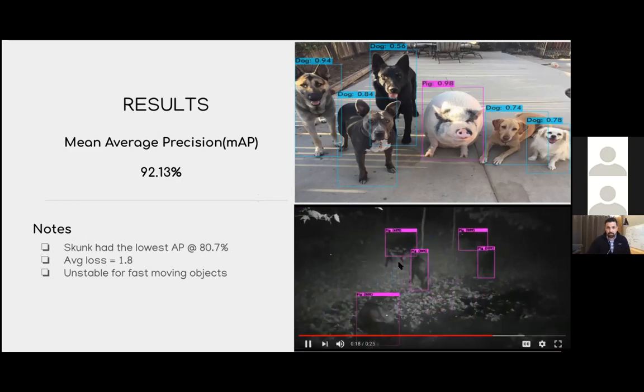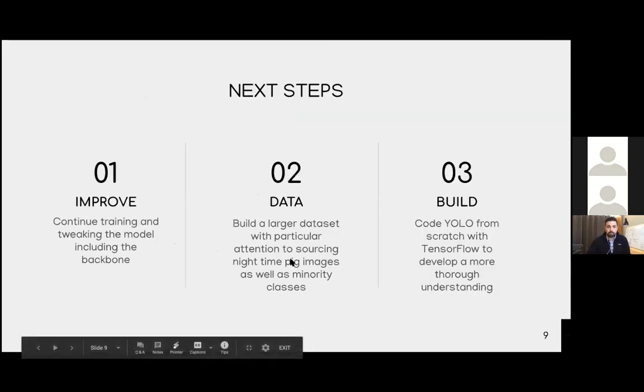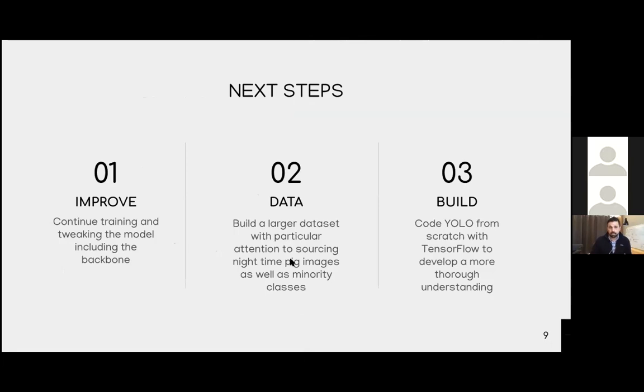So for the next steps, I'm going to continue improving and training this model. I'd like to build a larger data set with particular attention to finding nighttime images of pigs, as in the use case that I'm envisioning it for. It's going to be mostly nighttime use, and I'd also like to build up some more images for the minority classes like the skunk, and then add other animals as well.